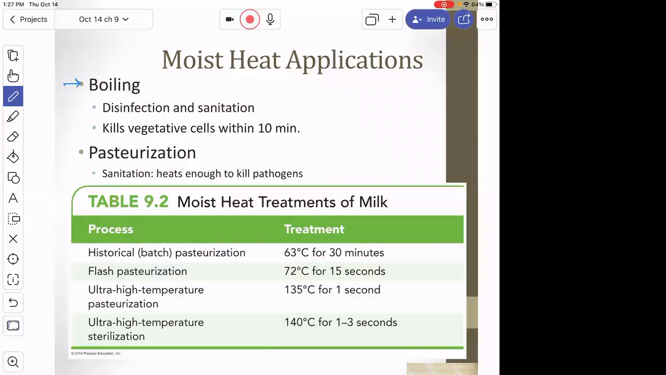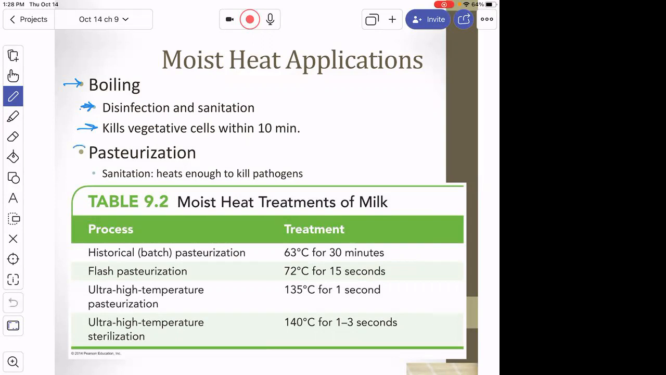Putting something in boiling water obviously is going to cut down on the numbers of microbes on it. You could consider it either a disinfection or a sanitation. If you're just at home, it would be a disinfection. In a public health setting, you would more likely call it a sanitation. It's not a sterilization because endospores actually withstand boiling water for about 30 minutes. It's enough to kill everything else within about 10 minutes, but because it takes so long to kill spores, it's not considered a sterilization.